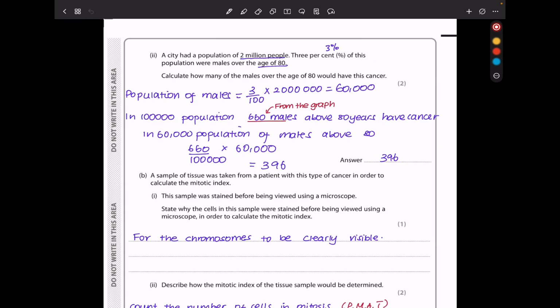So the population is going to be 2 million. So 3 over 100 times 2 million is going to be 60,000 people. These are males above the age of 80. Then from the graph, in 100,000 population, 660 males had cancer. Those are males above 80. How about these males above 80? It's going to be 660 divided by 100,000 times 60,000, giving us 396, and that is going to be your answer.